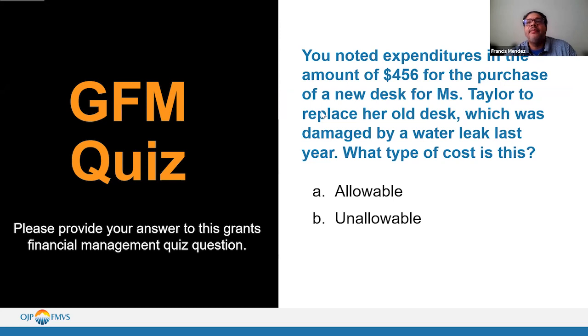Okay, so the majority of folks said it was an allowable cost. This is actually an unallowable cost. In order for it to be allowable, the purchase has to be for the grant program. Replacing a desk because it was damaged by water is not related to the grant program, so it would be unallowable. So 41% of those got that question right. Okay, let's go to the next question.